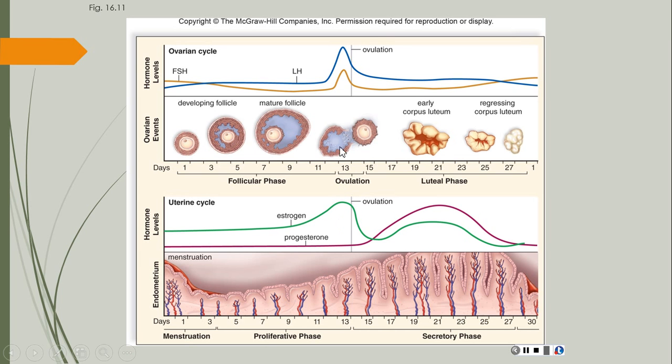And now look, at ovulation, the egg is expelled from the ovary, and it is causing more endometrial lining to build up. And then we have this leftover corpus luteum. So now we're into the luteal phase, if you will.